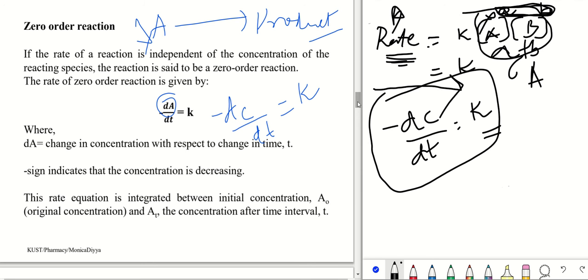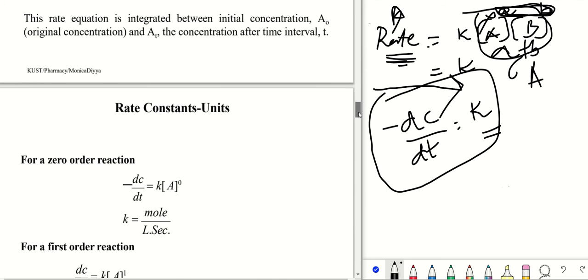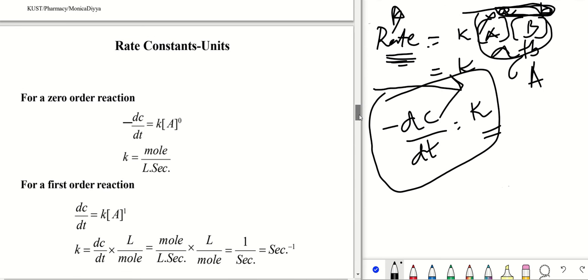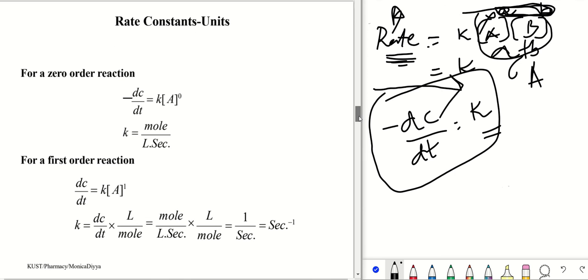Now let's see what the units will be for the rate constants of different orders of a reaction. For a zero order reaction, minus dC by dt equals K, right?